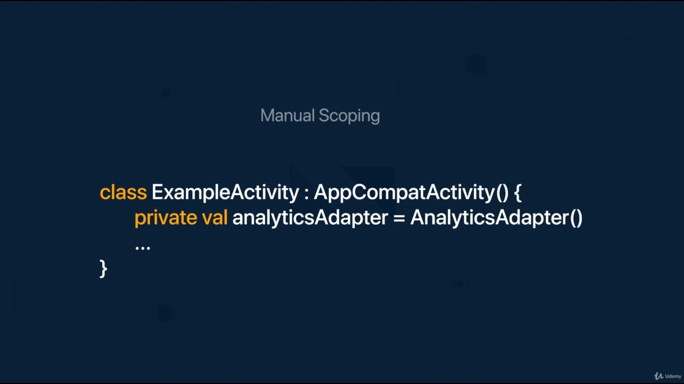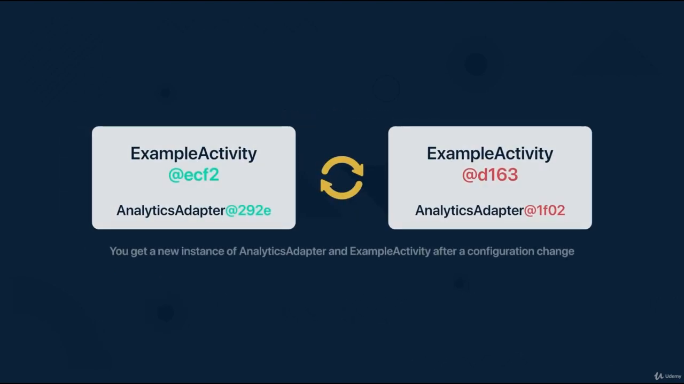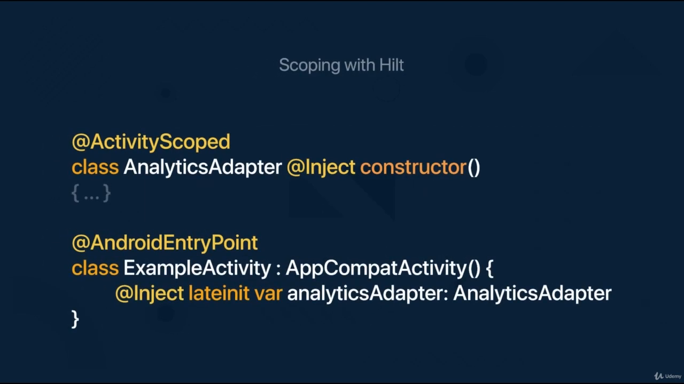So if another class needs to access this scoped variable, it will get the same instance every time too. And when a new instance of example activity is created, for example when a configuration change occurs, then a new instance of analytics adapter will be created. This was an example of manual scoping, so you can see that it's very simple and not complicated at all. Now this is the example of scoping with the dependency injection library Hilt.